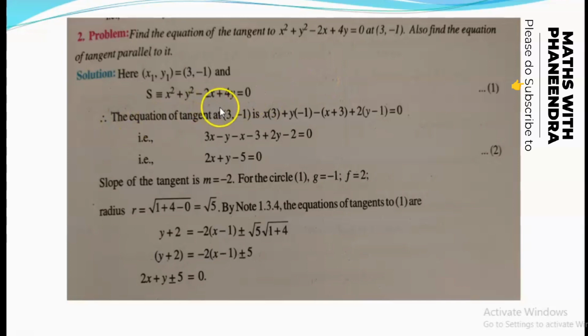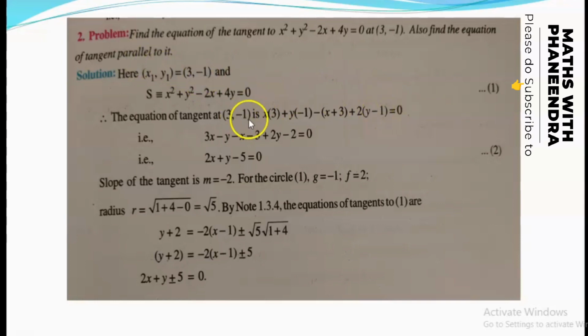Now the equation of tangent at (x1, y1) to the circle S = 0 is S1 = 0. S1 = 0 means x·x1 + y·y1 + g(x + x1) + f(y + y1) + c = 0. So x into x1 value is 3, plus y into y1 value is −1, plus g, which is −1, into (x + x1), that is x + 3, plus f into (y + y1). 2f = 4 means f = 2, so 2 into (y + y1), where y1 is −1, so 2 into (y − 1) = 0.